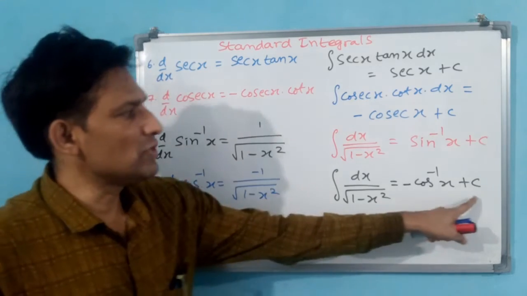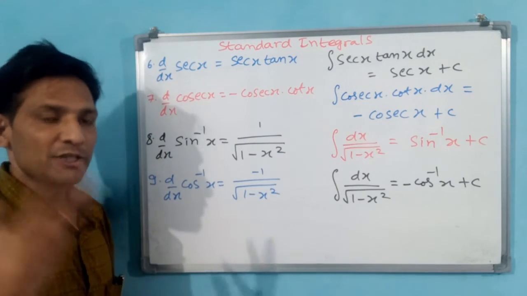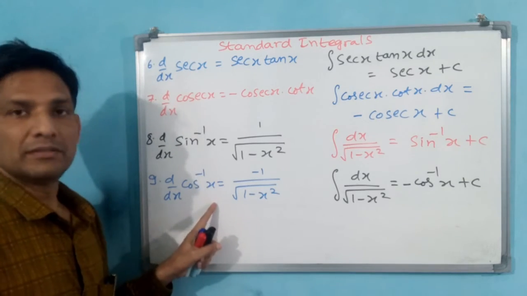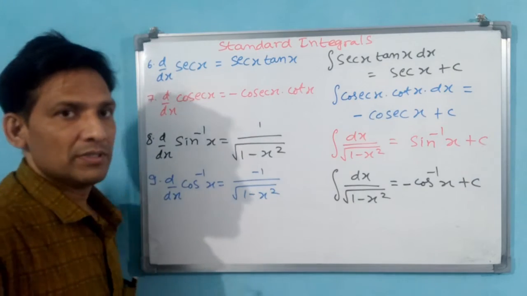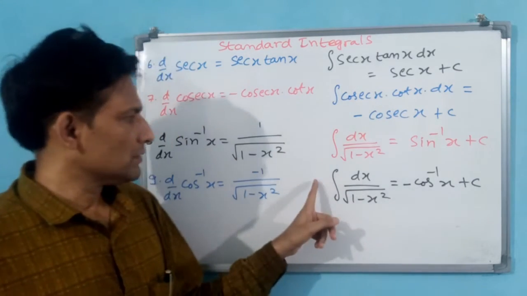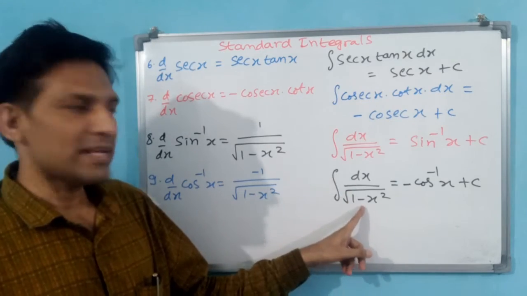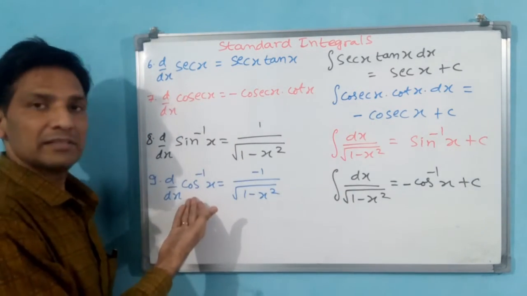Constant plus c we are writing, but we don't know that constant. Constant may be minus 3, constant may be minus 100 here. Here we don't write that constant, we don't know what is there. If you multiply with minus 1, minus 1 by root of 1 minus x square will come, and here plus cos inverse x will come. Same thing is there here.